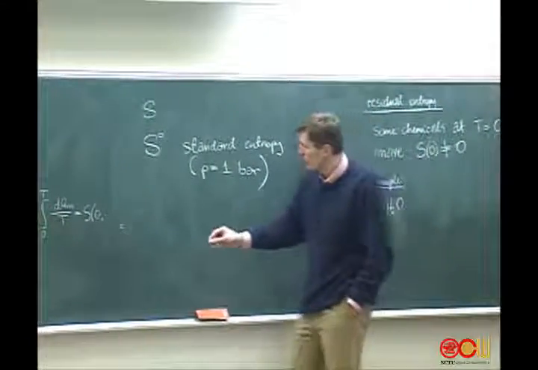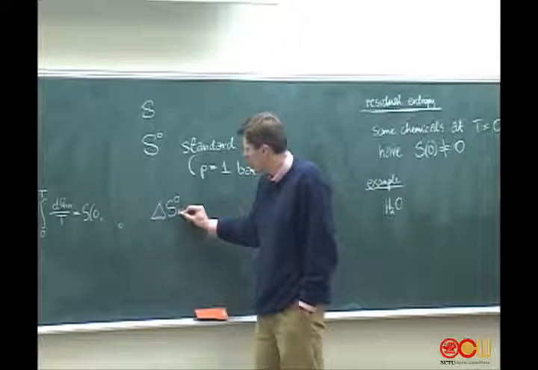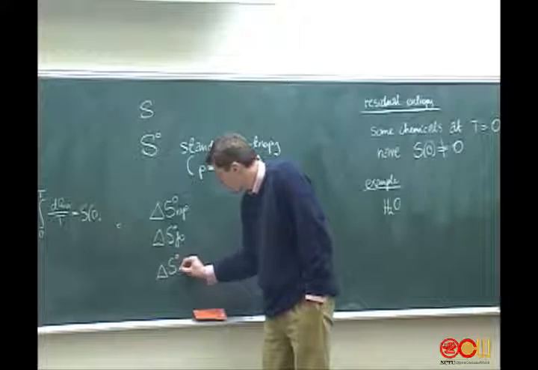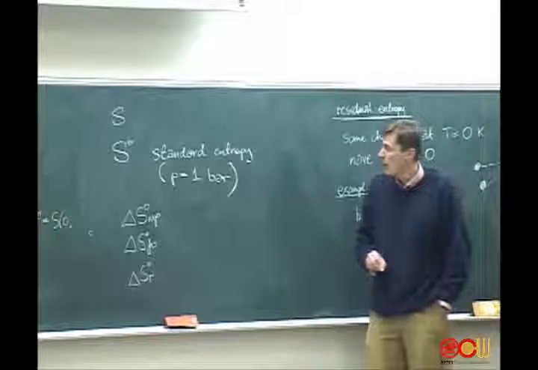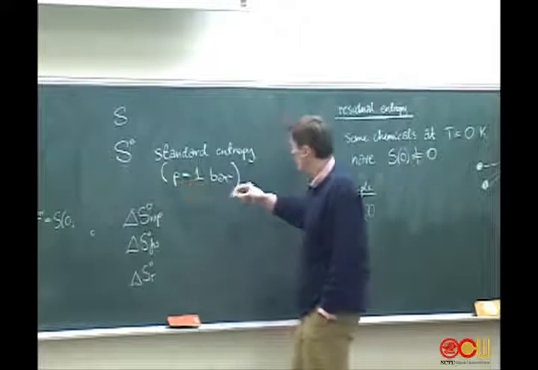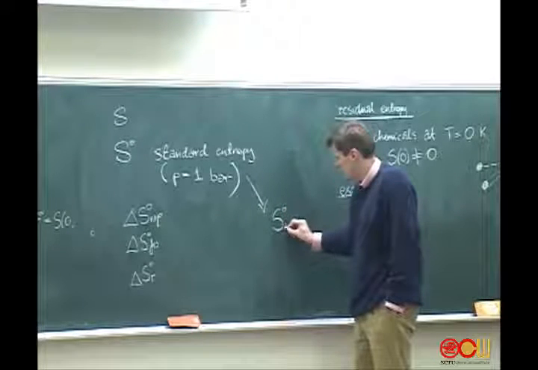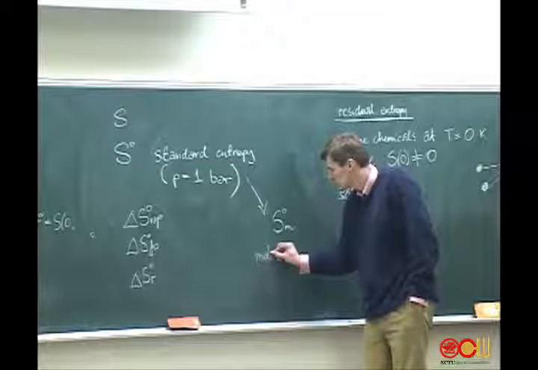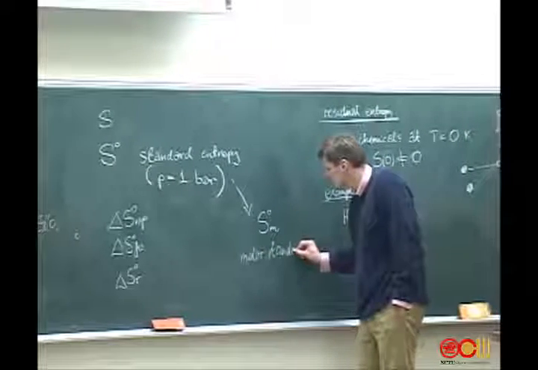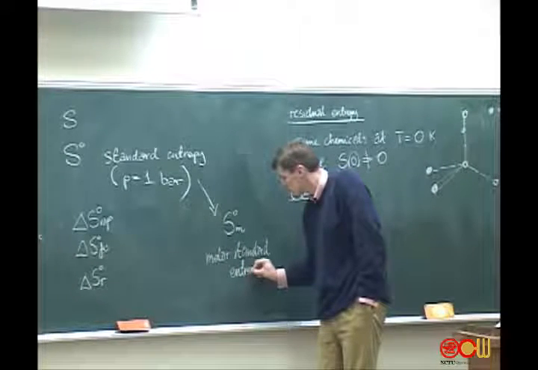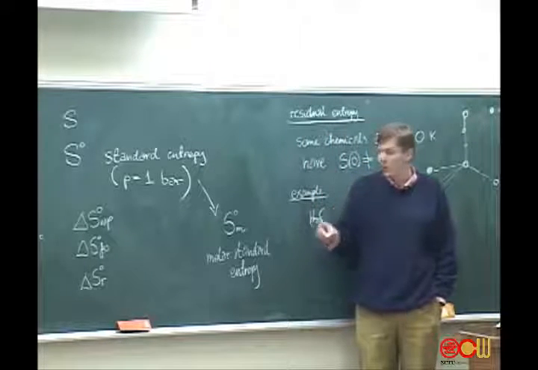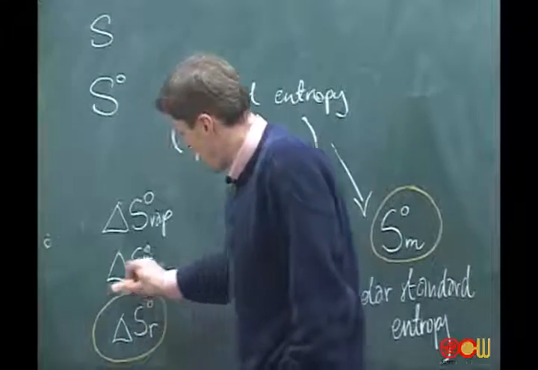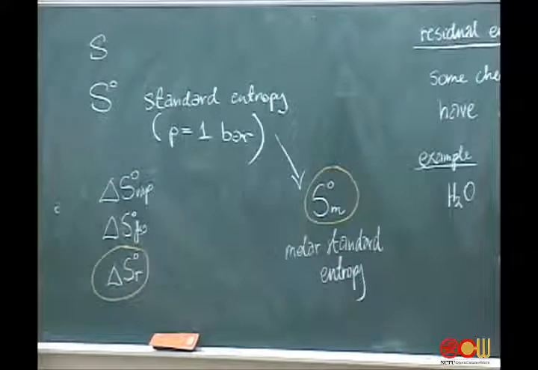So we have the standard entropy, and of course it follows that we also have standard entropy of vaporization, standard entropy of fusion, standard entropy of reaction, and so on. Now, usually for molecules, we are not using this symbol, but another symbol with a small m here. This is the molar standard entropy. In other words, the entropy of 1 mole of a given chemical. And these are the basic quantities that I'm going to use till the end of this class.